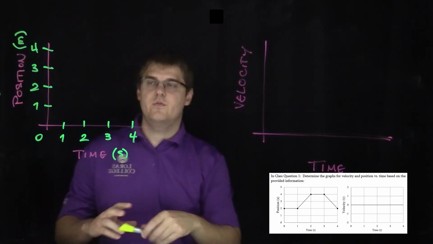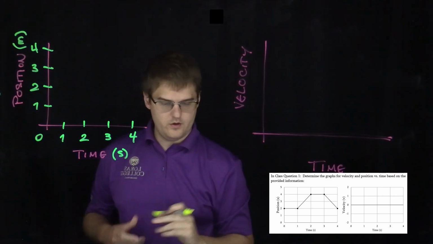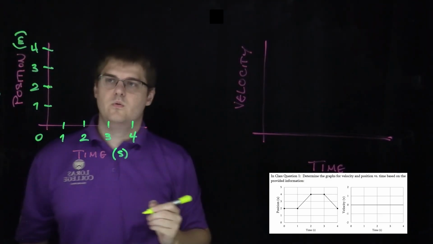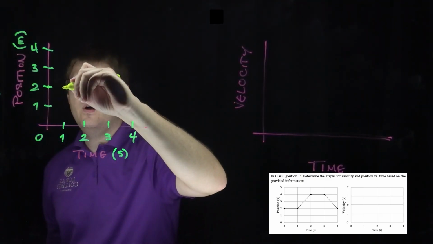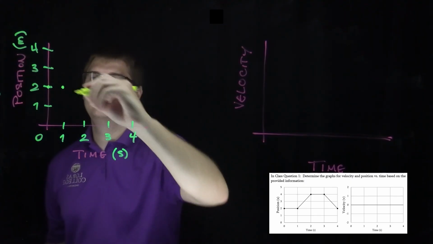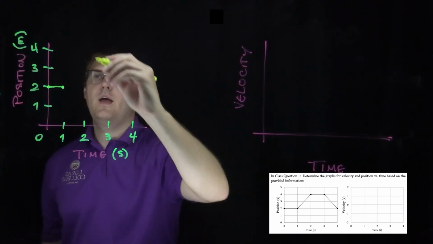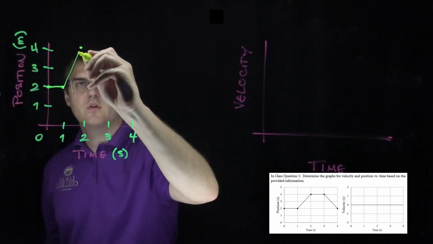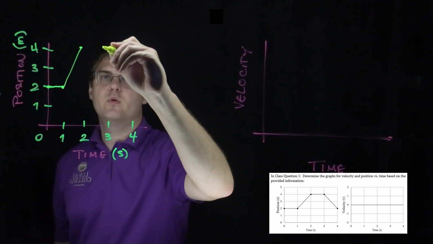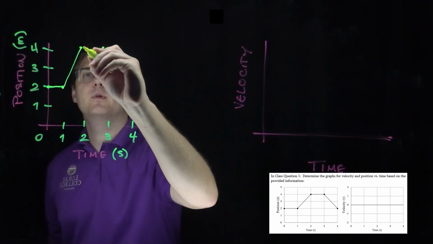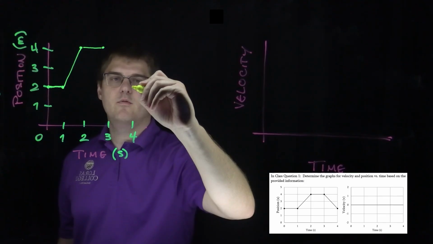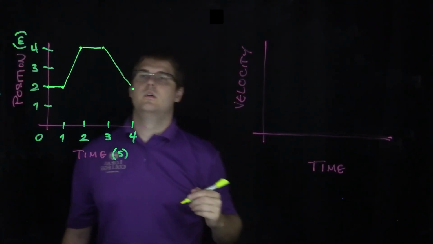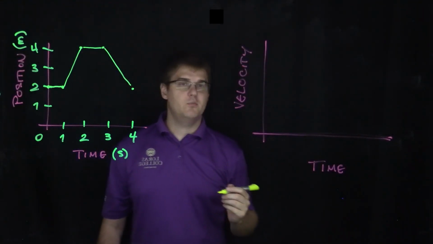Let's see if this yellow is any different than the green. At time 0, we are at position 2. At time 1, we are still at position 2. Boom. At time 2, we have jumped up to position 4, so a line like that. At time 3, we are still at position 4, I believe. And at time 4, we have dropped back down to position 2. Nothing I draw on these boards is to scale.